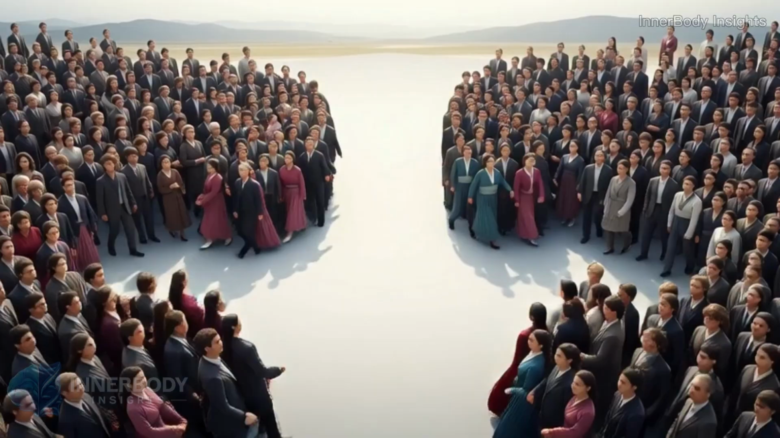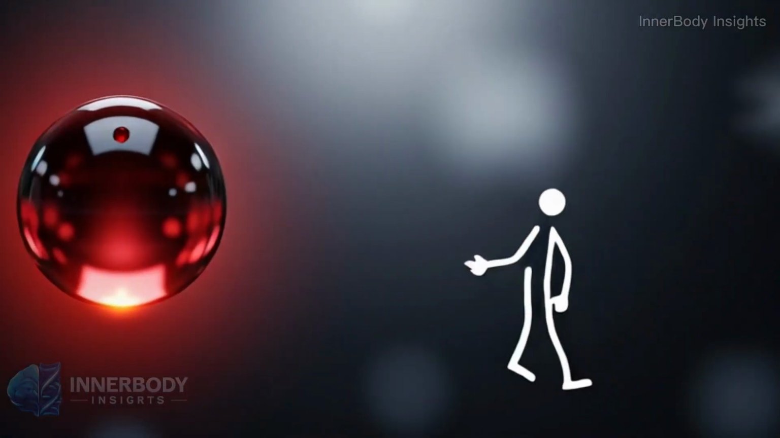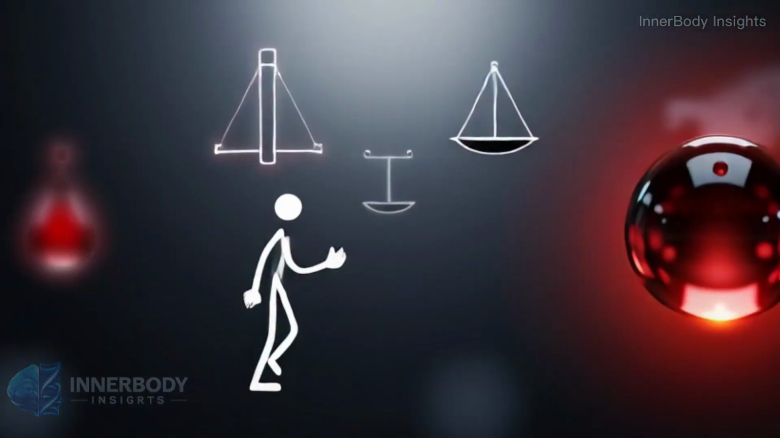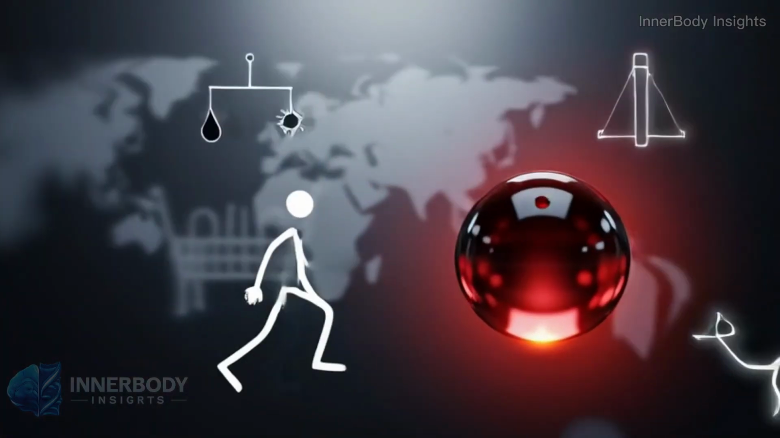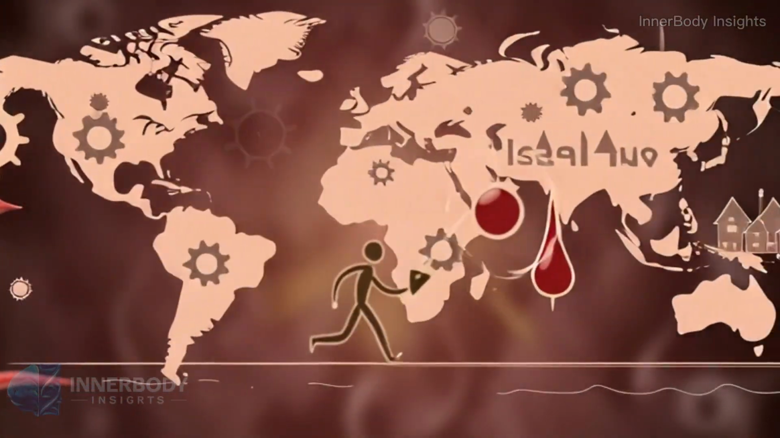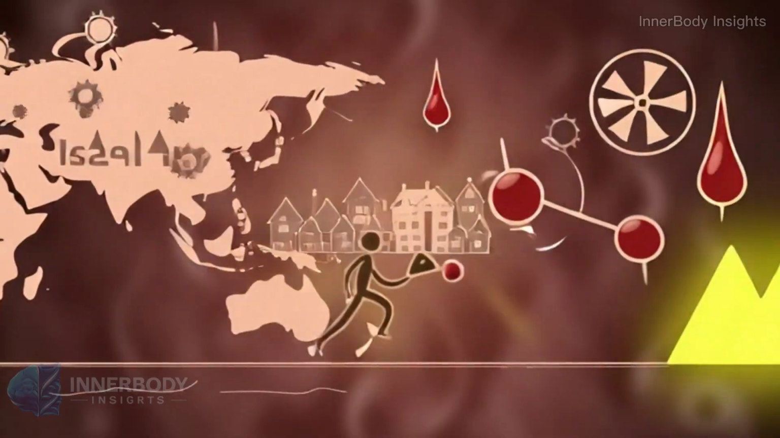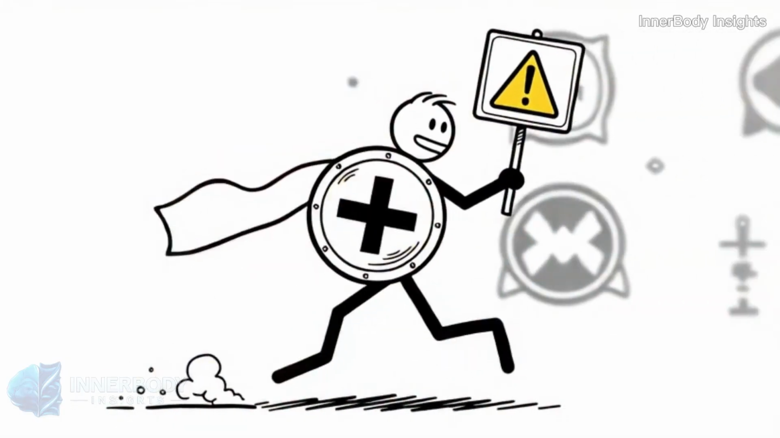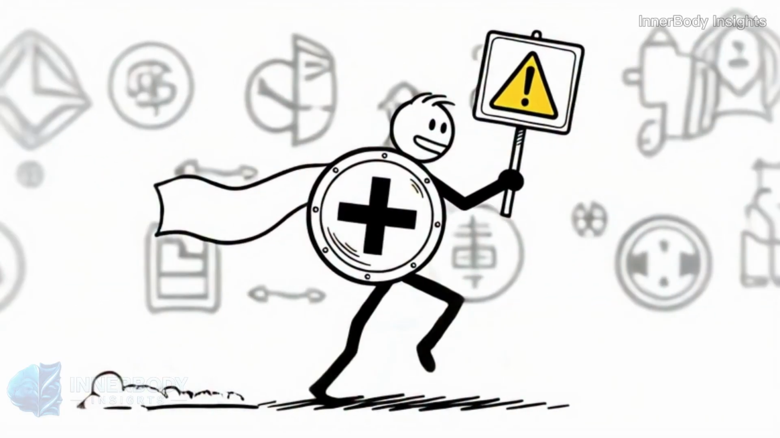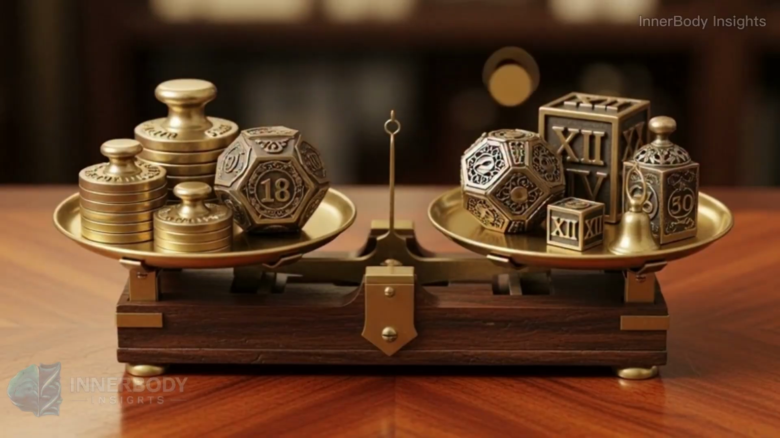AB blood reflects genetic combination. It carries signals from two lineages. This can confuse immune recognition. Flexibility increases complexity. Complex systems are harder to regulate. Balance becomes more fragile.